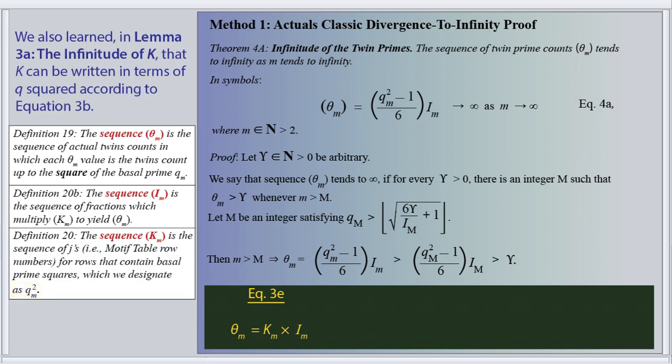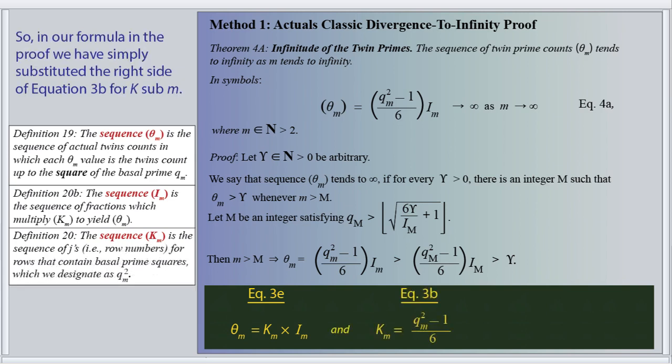We also learned in lemma 3a, the infinitude of k, that k can be written in terms of q squared according to equation 3b. So in our formula in the proof, we have simply substituted the right side of equation 3b for k sub m.